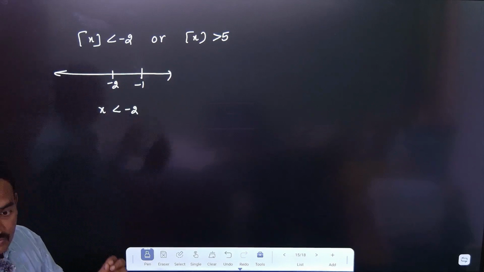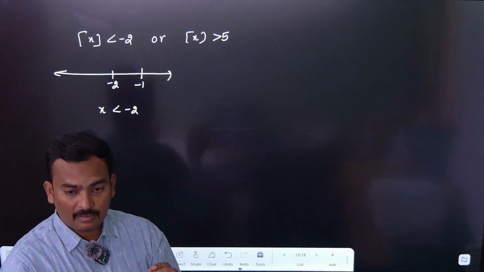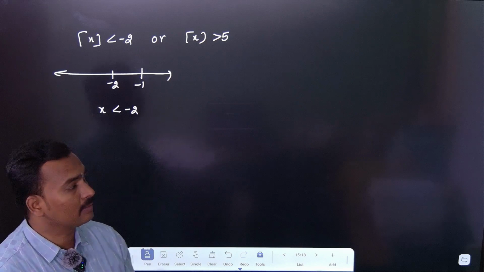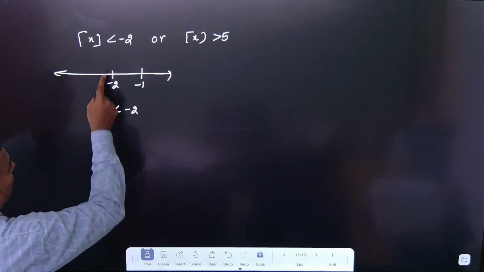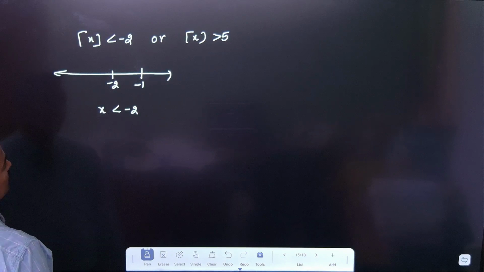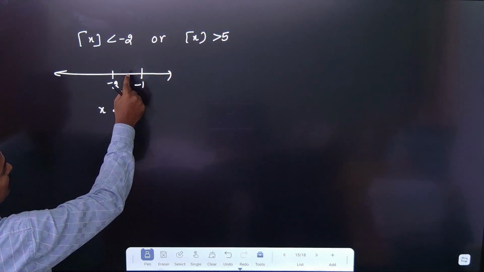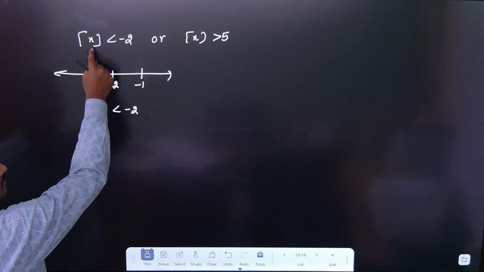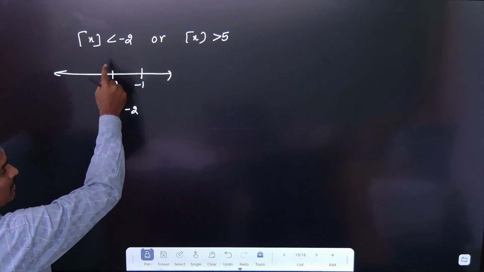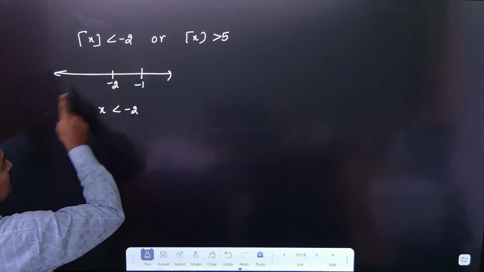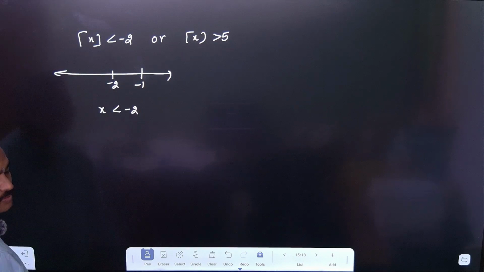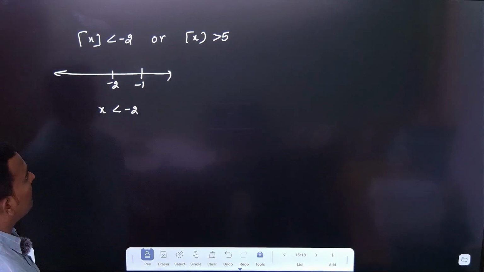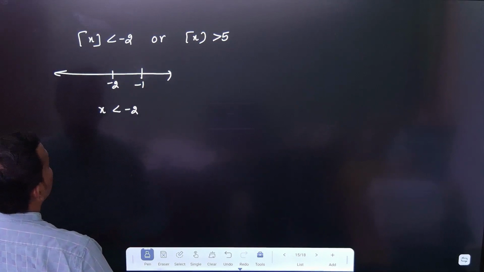If the greatest integer function is less than n, then x should be strictly less than n, right? Otherwise it will not satisfy the condition. If I take minus 1.5, the greatest integer function is minus 2, and minus 2 less than minus 2 is not possible. Only less than minus 2 is possible. Let's take minus 3, the greatest integer function is minus 3. So minus 3 less than minus 2 is correct.